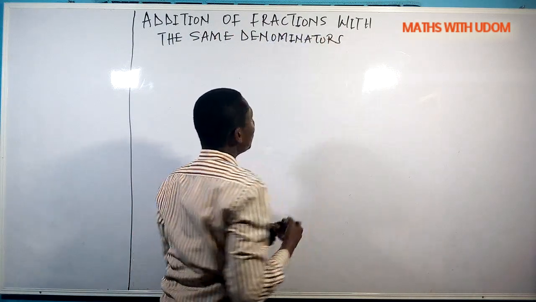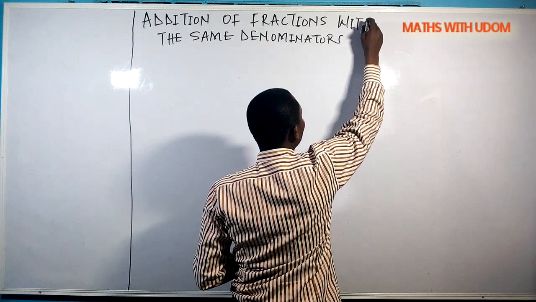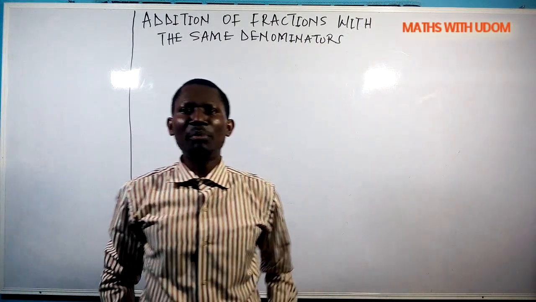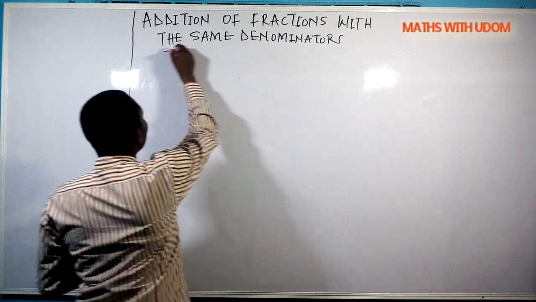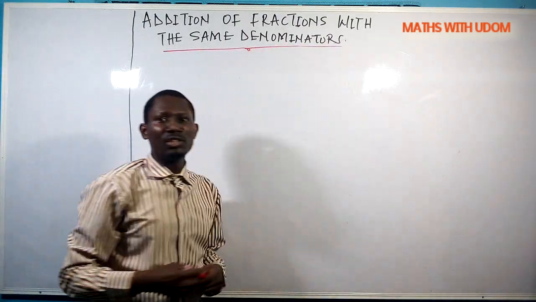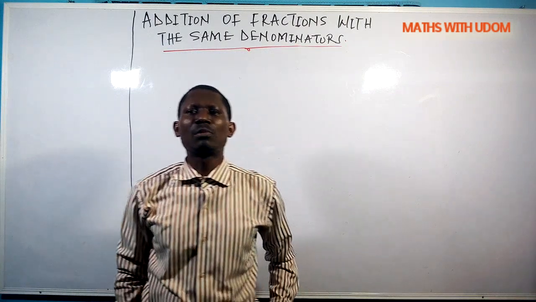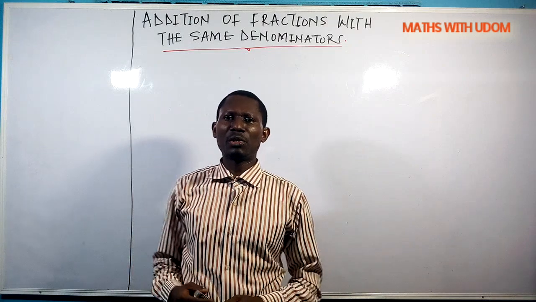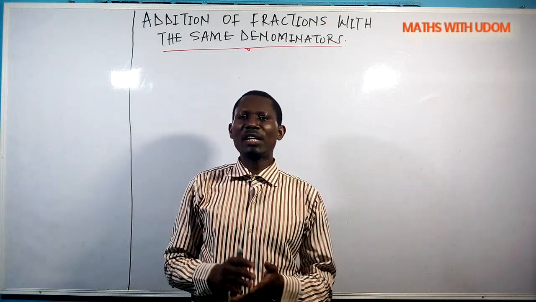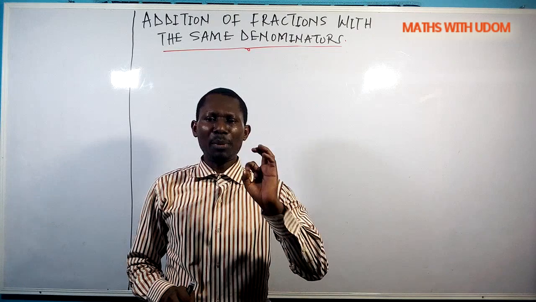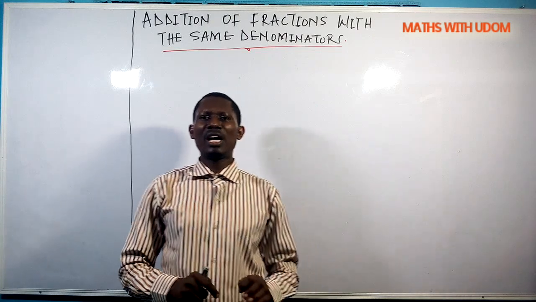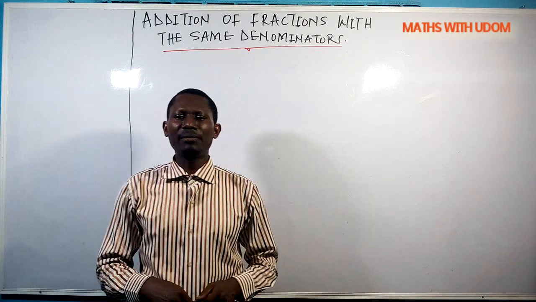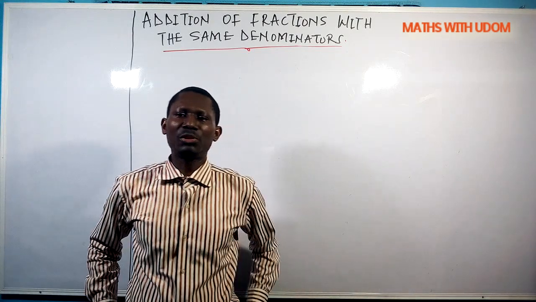Okay, so we have addition of fractions with the same denominators. Now we have two methods we can use to achieve this result. The first method is that whenever you are given any fraction, all you need to do is to pick one of the denominators and use it as your LCM. Then you simplify. Is that okay? Alright, so let's start. Later I will teach you the second method.